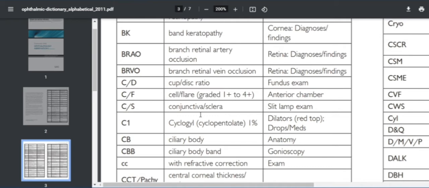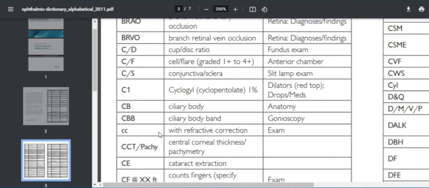Now, C/S, that is conjunctiva sclera in slit lamp examination. C1, cyclopentolate, that is a cycloplegic drug. CB is the ciliary body, the anatomy of the eye. CBB, ciliary body band. This is used in gonioscopy, where first there is Schwalbe's line, anterior trabecular meshwork, posterior trabecular meshwork, then scleral spur, and then the ciliary body band.